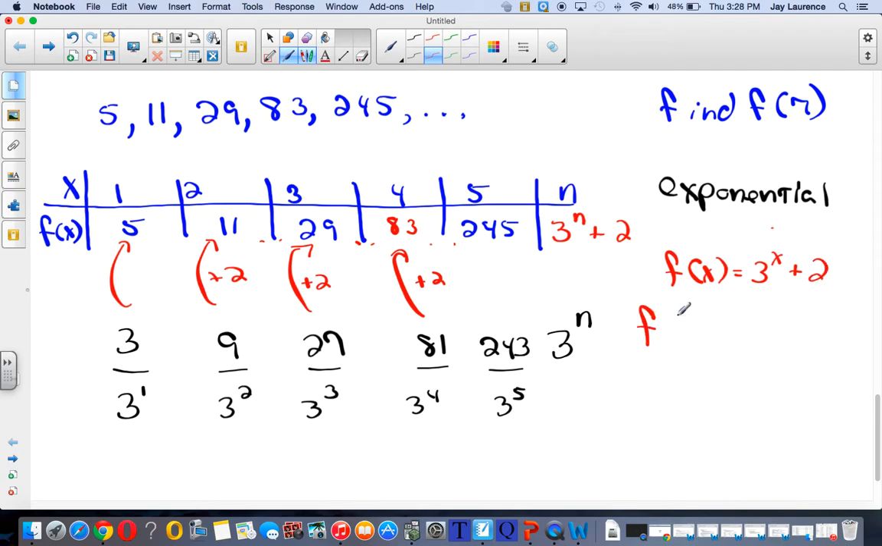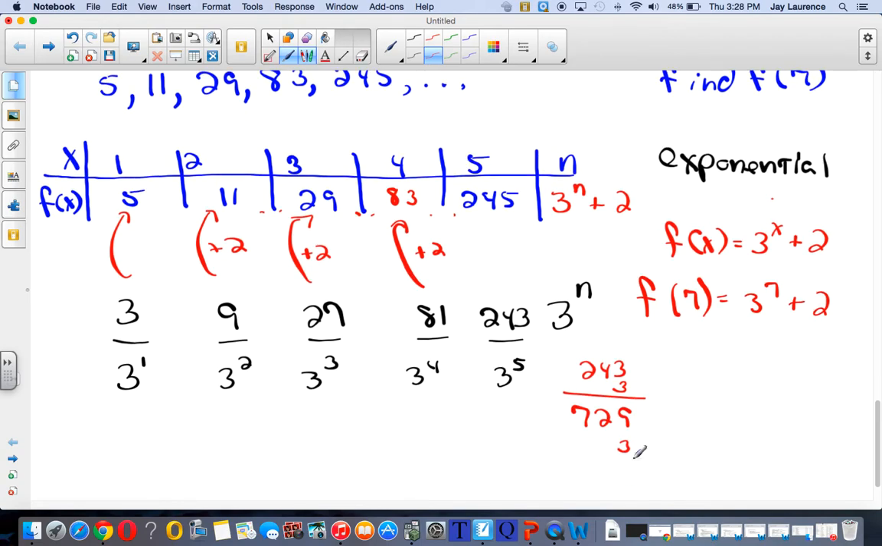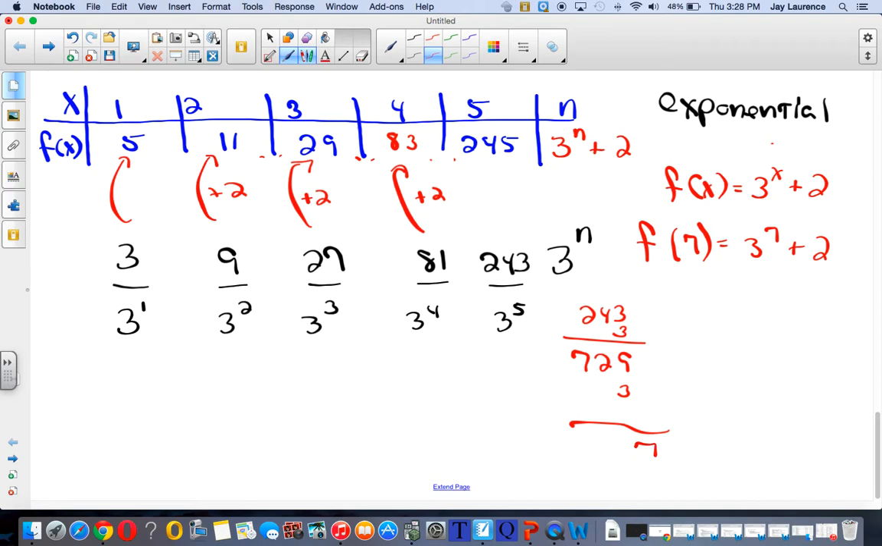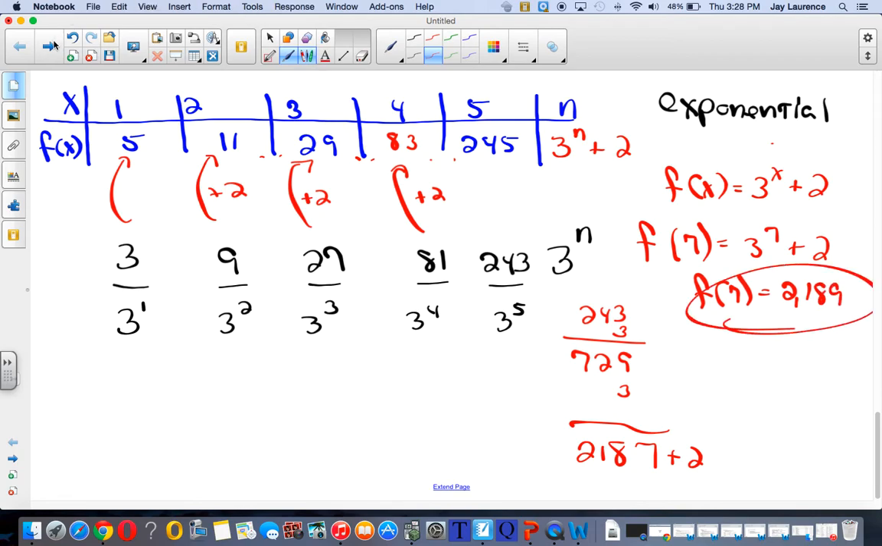And then I have to do f of 7, which is going to be 3 to the 7th power plus 2. I know 3 to the 5th is 243. 243 times 3 should be 729. If I multiply that by 3, I'm going to get 7 carry the 2. It's going to be an 8. 2187. Then I got to add 2 to it. So f of 7 will end up equaling 2,189. And there you go.